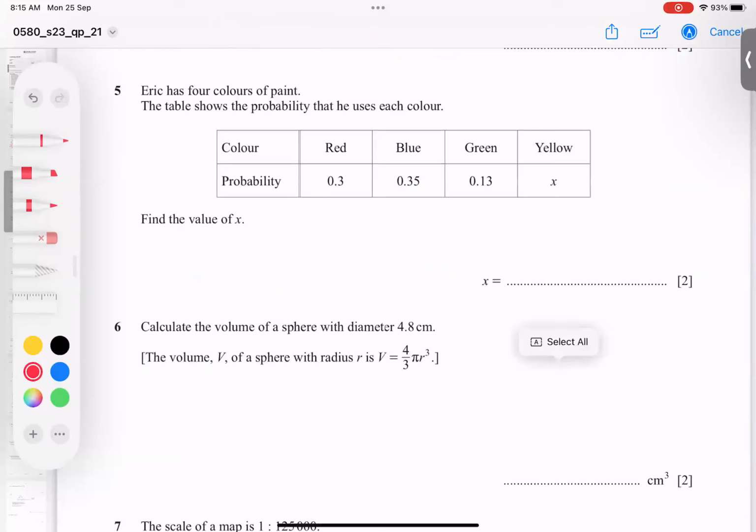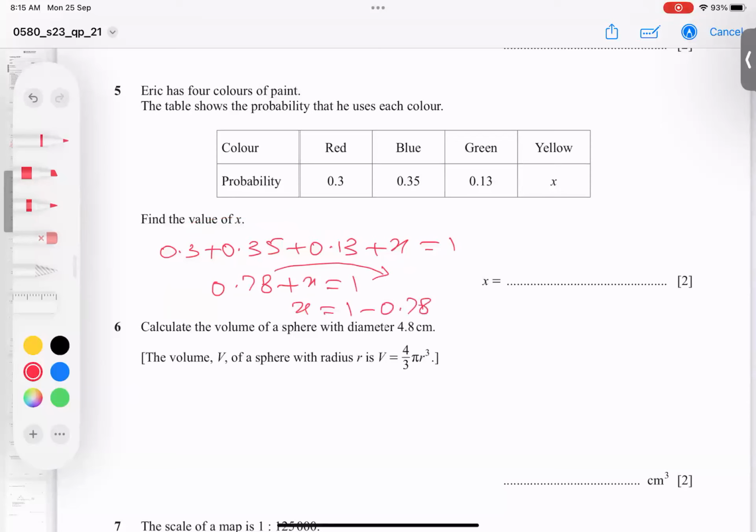Let's go for the next question. You know that there's a probability mentioned, and the sum of all probabilities is always 1. So I can say that 0.3 plus 0.35 plus 0.13 plus x equals 1, because the sum of all probabilities is always 1. If I add all these three, I get 0.78 plus x is equal to 1. 0.78 will go to the other side. It means 1 minus 0.78. If I subtract, I get 0.22. I hope the answer and the concept are very clear.